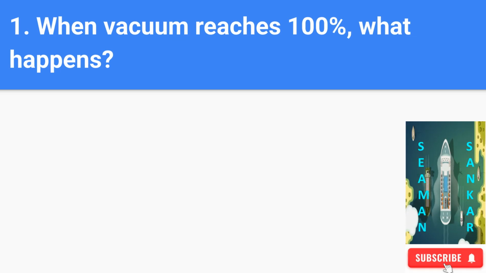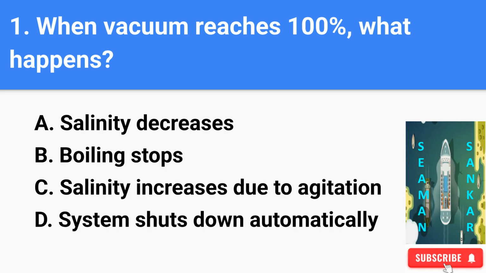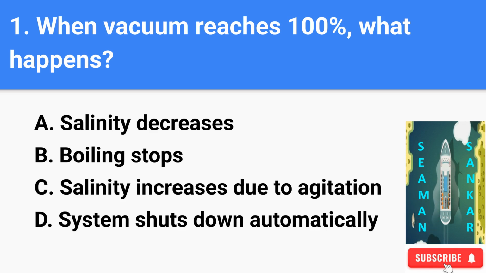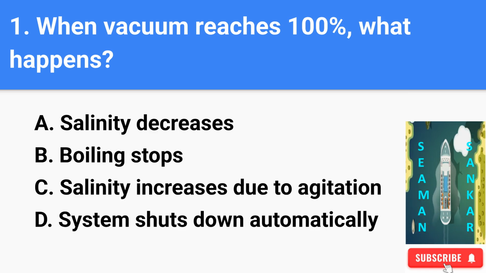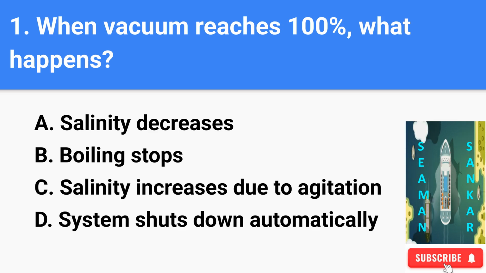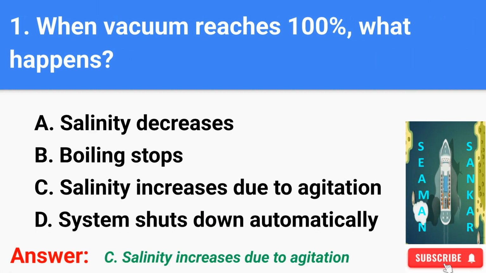Question 1. When vacuum reaches 100%, what happens? The options are A. Salinity decreases, B. Boiling stops, C. Salinity increases due to agitation, or D. System shuts down automatically. The correct answer is C. Salinity increases due to agitation.